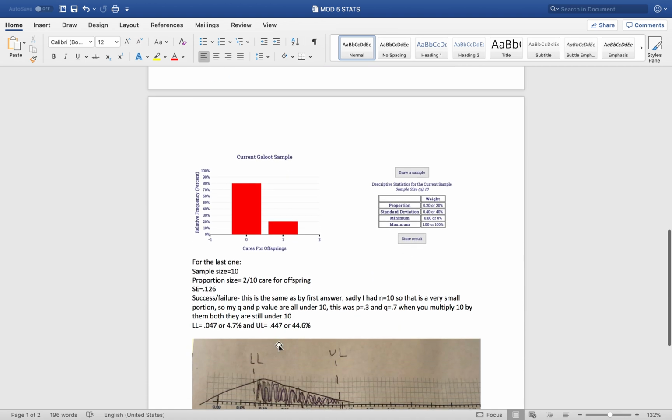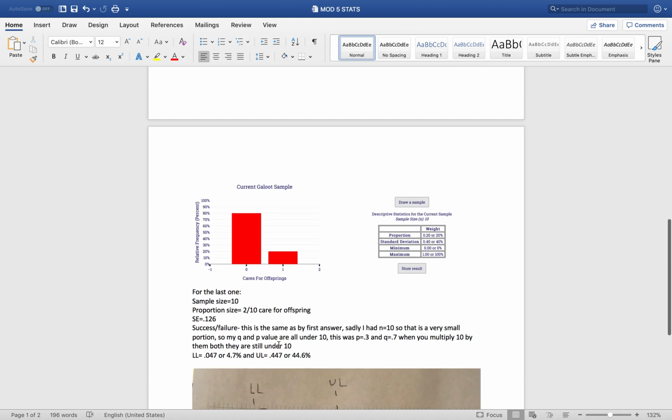I did the exact same for this one. This one was 2 out of 10, so my SE, I got 0.126. Again, I used the equation.